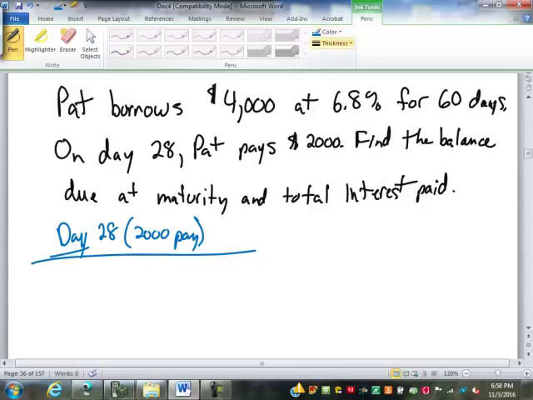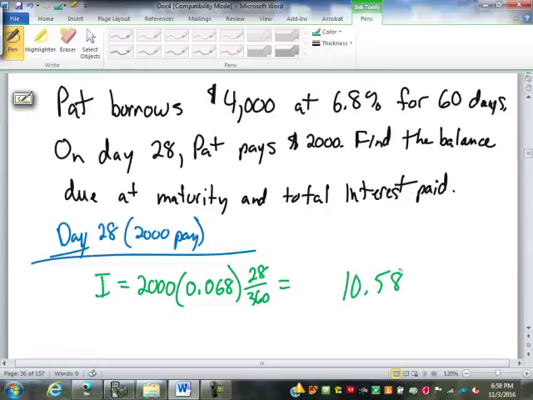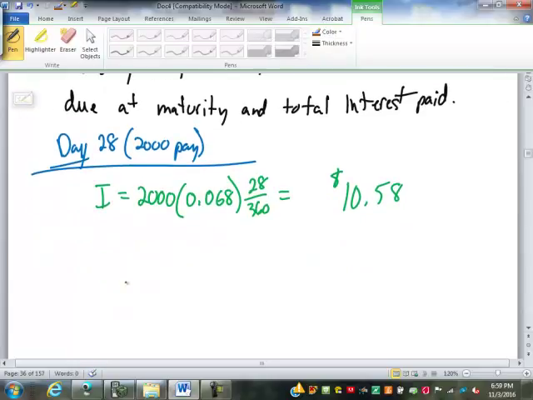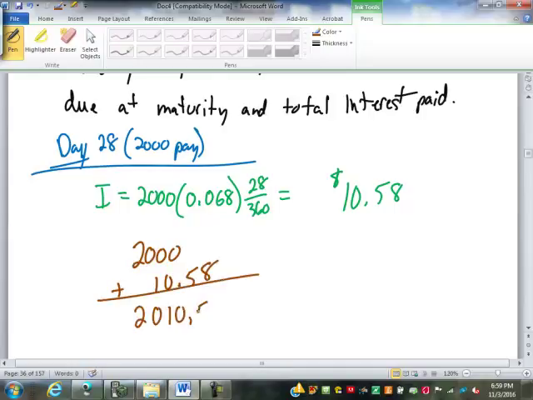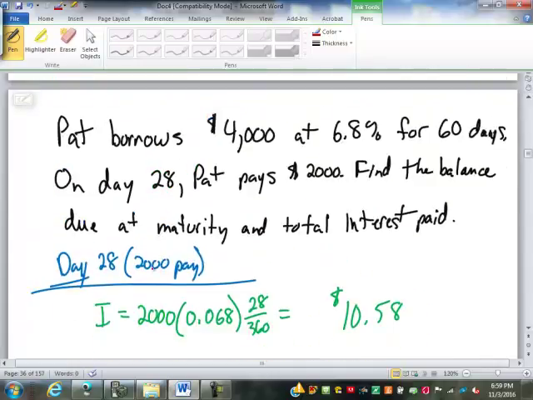So our first action here is on day 28. Pat makes a payment of $2,000. So let's find the interest. 2,000 times, what goes in for a rate? 0.068 times 28 over 360. So the interest of $10.58. So we're going to add that on. So our previous balance of $2,000 plus $10.58 is $2,010.58. That is our balance before our payment. Now from that, we're going to subtract the payment of $2,000. Where did I get $2,000 there?